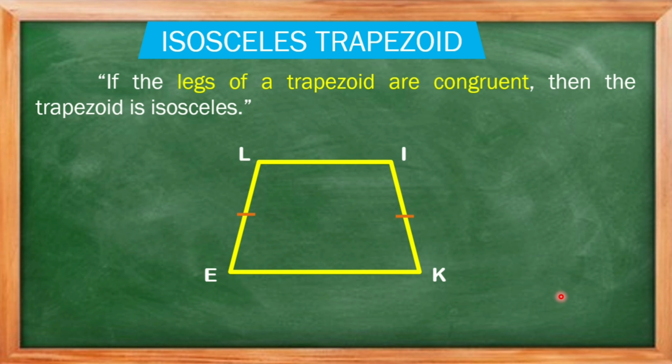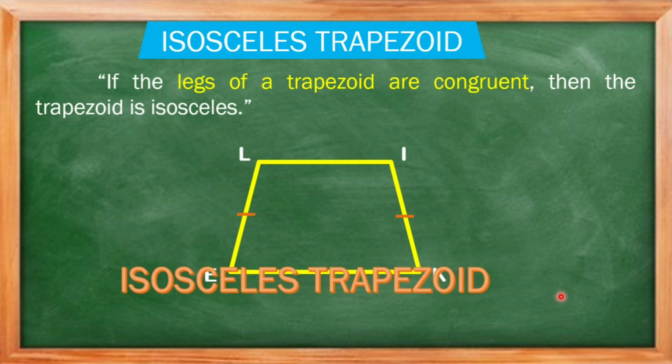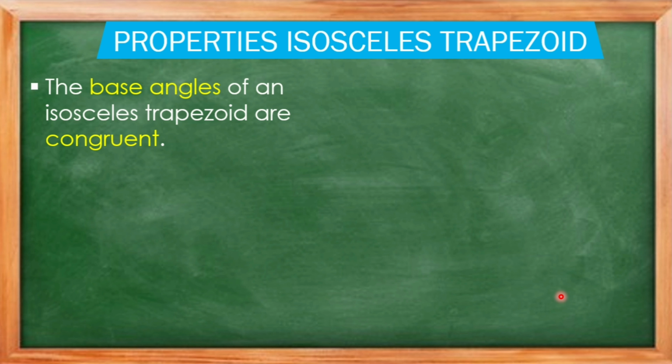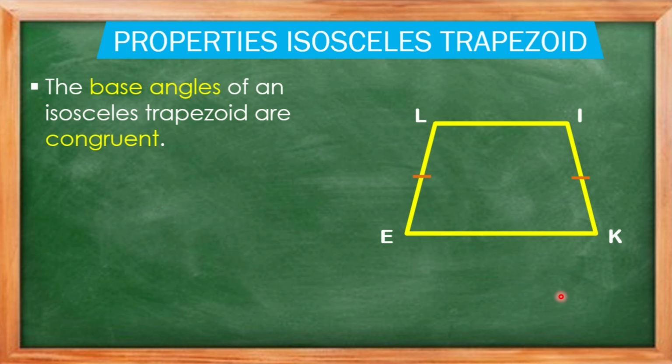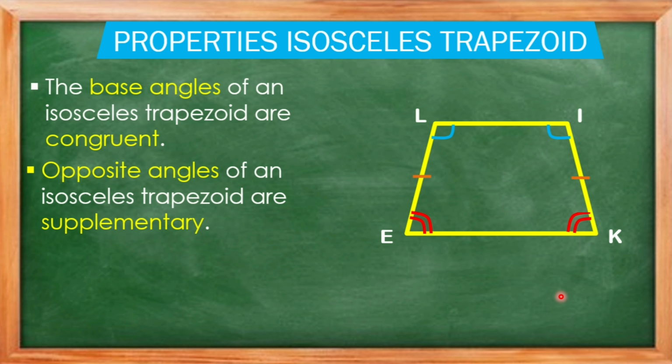Now, let's talk about the properties of an isosceles trapezoid. So, first property of an isosceles trapezoid, we have the base angles of an isosceles trapezoid are congruent. Here, in this figure, the base angles of this isosceles trapezoid are angle L and angle I, angle E, and angle K. In notation, we have angle L is congruent to angle I and angle E is congruent to angle K. Second property of isosceles trapezoid is opposite angles of an isosceles trapezoid are supplementary.